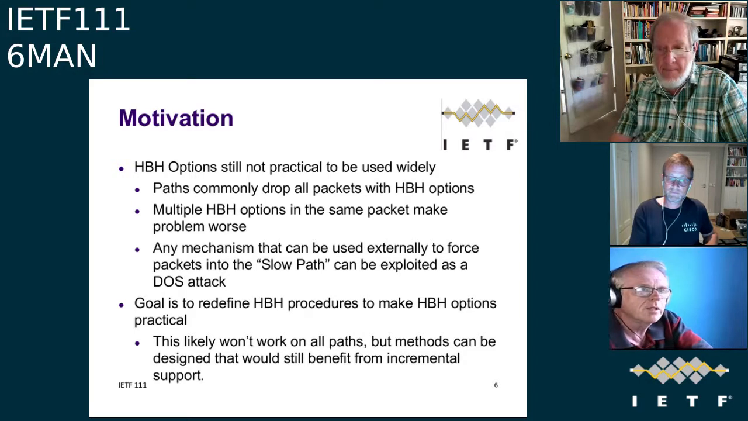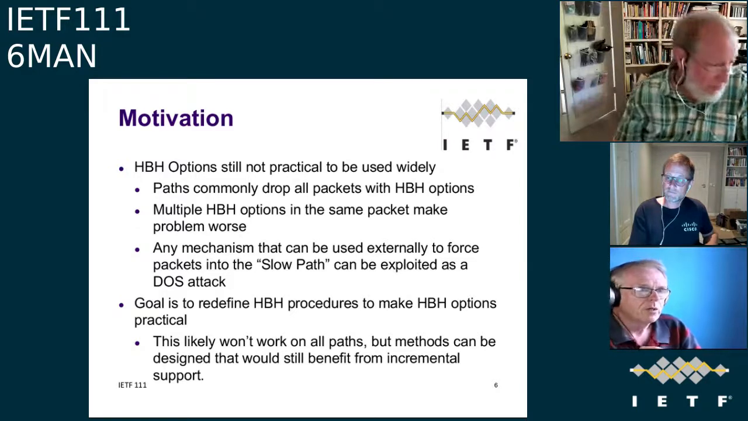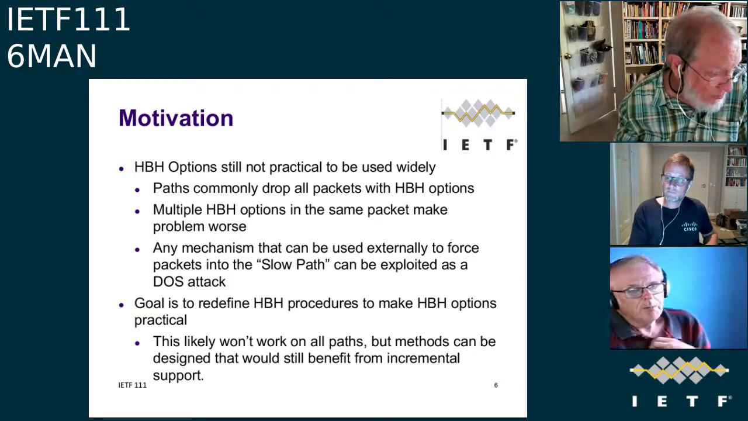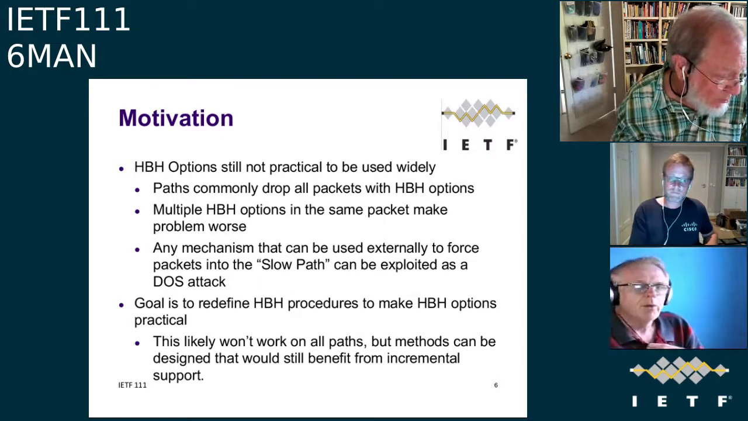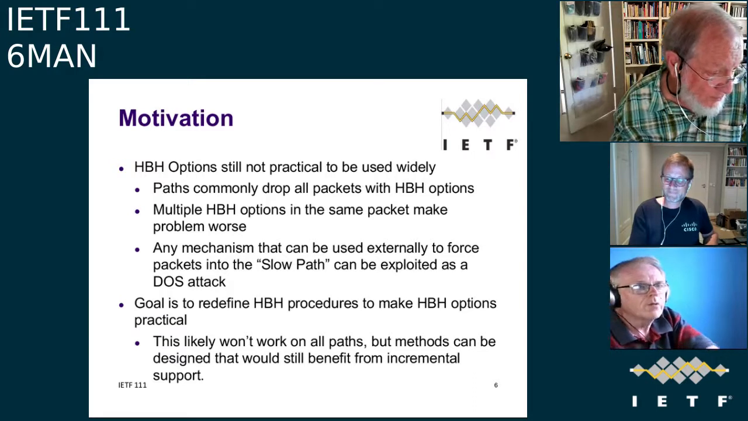That's absolutely critical. And the approach to do this, we're suggesting, is to write a new RFC that changes behavior just a little, but in a significant way, to refocus the way in which hop-by-hop options are processed. The goal is to redefine and make hop-by-hop options practical so that you can actually use a hop-by-hop option along your path to do something useful. The caveat being, we can't change the whole internet by writing one RFC. Be nice, but it doesn't work. So it likely won't work for all paths.